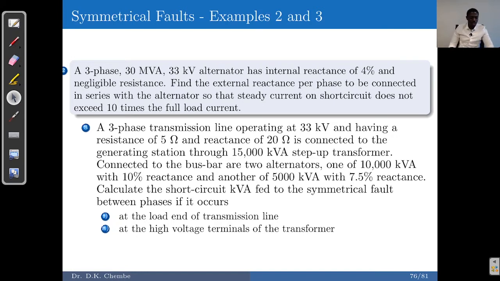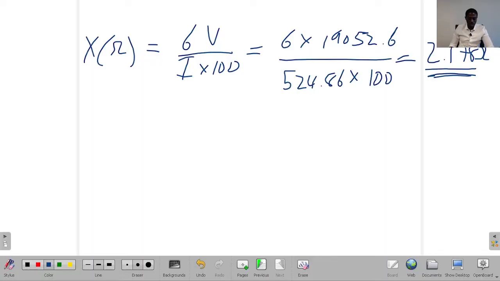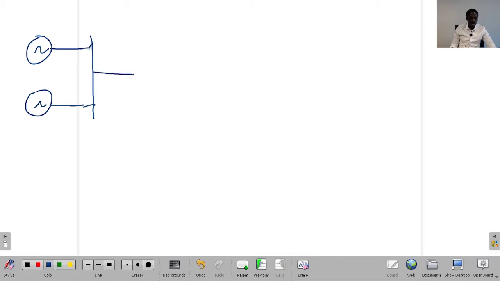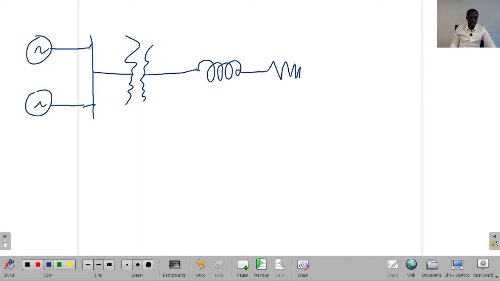How do we get to the solution for this? First of all, like we said, we have to draw the single line diagram that gives us an idea of what we are dealing with. So we've got two generators that are connected in parallel, and these generators are then connected through a transformer. Then we've got the line which has a reactance and resistance before it reaches the load.